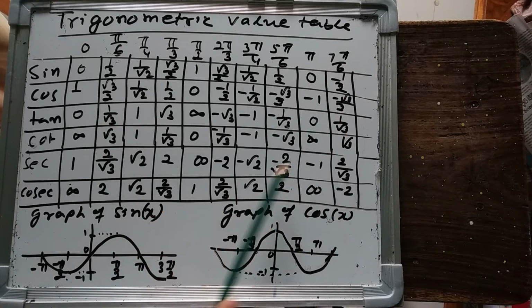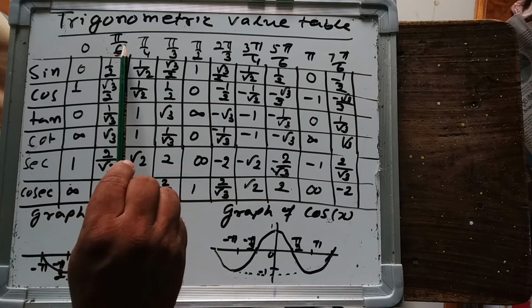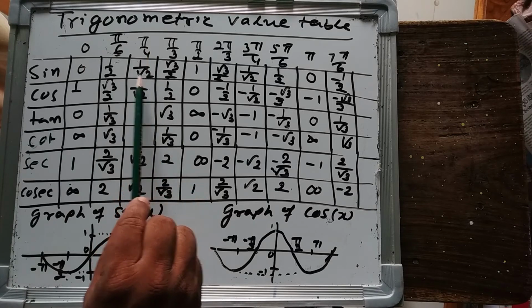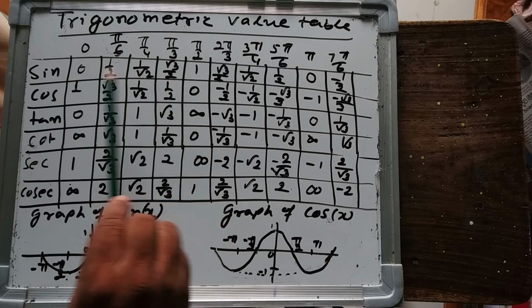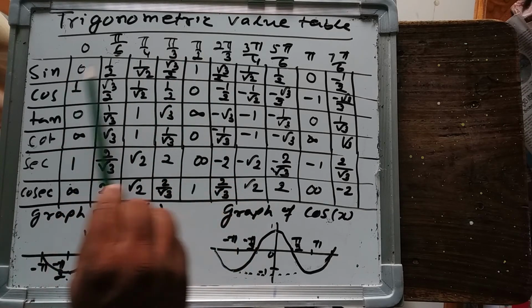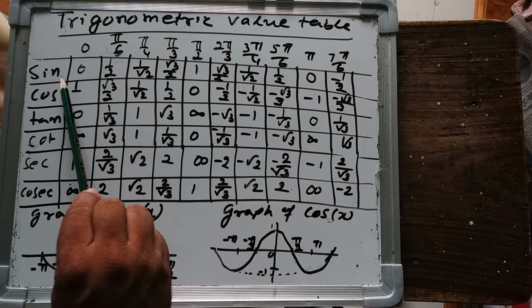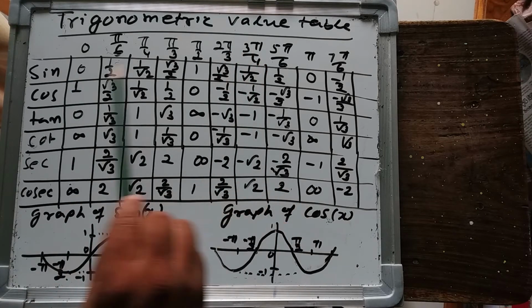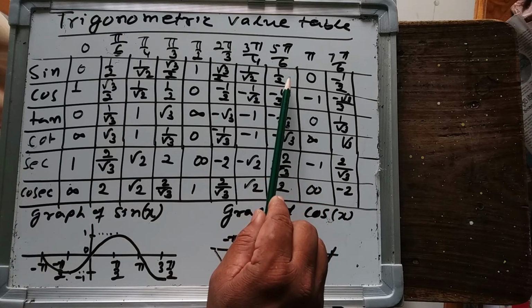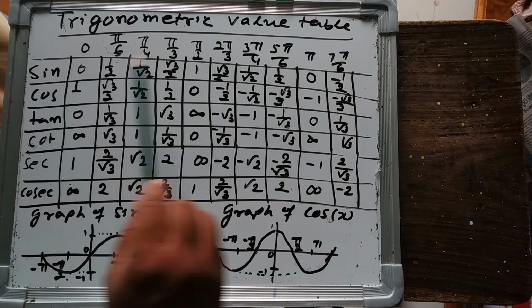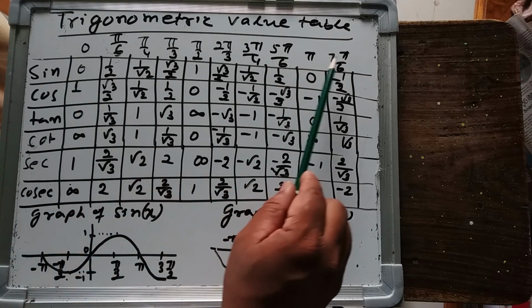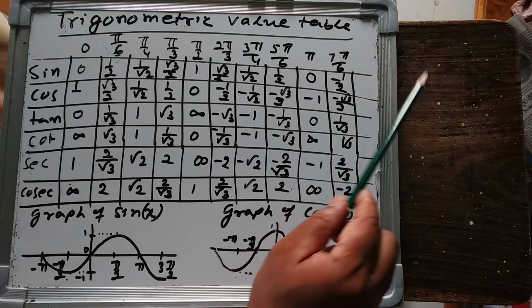We have the table. Sine 0 is 0, sine pi by 6 is half, sine pi by 4 is 1 by root 2, sine pi by 3 is root 3 by 2, sine pi by 2 is 1, sine 2 pi by 3 is root 3 by 2, sine 3 pi by 4 is 1 by root 2, sine 5 pi by 6 is half, sine pi is 0, sine 7 pi by 6 is minus half, and so on.